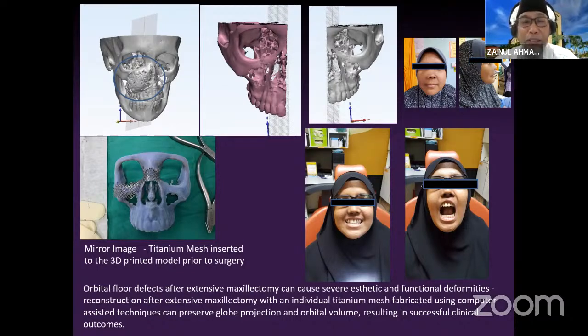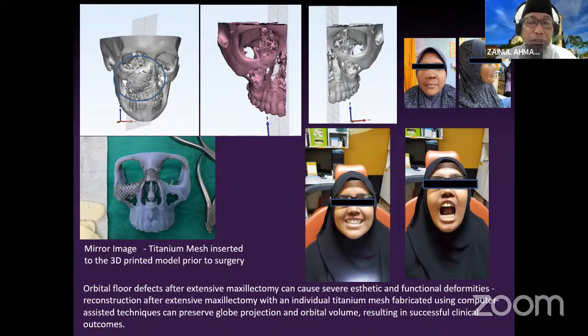So this is some of the improvement of this patient. Also, we can see the orbital floor defects after extensive maxillectomy can cause severe aesthetic and functional deformities. Reconstruction after extensive maxillectomy with individual titanium mesh fabricated using computer-assisted techniques can preserve globe projection and orbital volume, resulting in successful clinical outcomes. So the results of the surgery are very important with regards to the tools and the technology that we have.